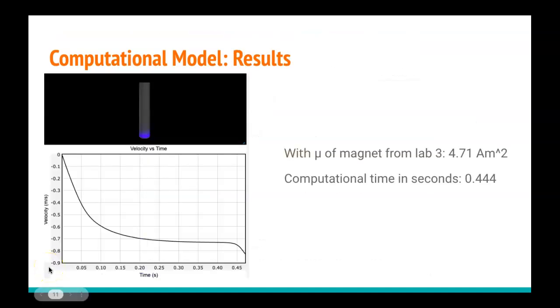Here are the results of the computational model. Using the mu of the magnet from Lab 3, which was 4.71 amps squared, the computational time was 0.44 seconds for the magnet to fall through the tube.